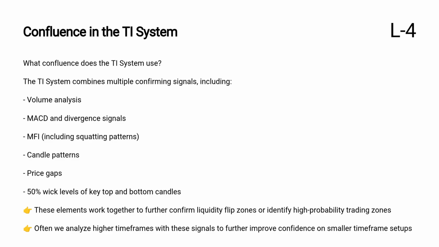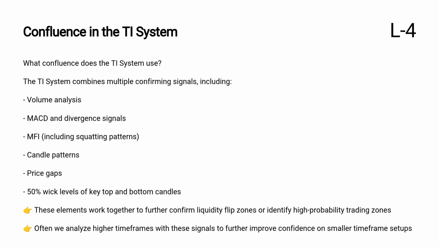Price gaps and 50% wicks. These often act as magnets for price action. Individually, these are just indicators. Together, they identify a trading zone that the market is highly likely to respect.